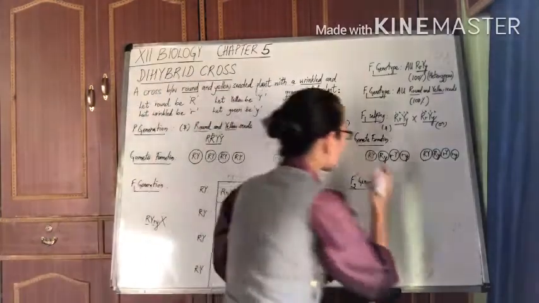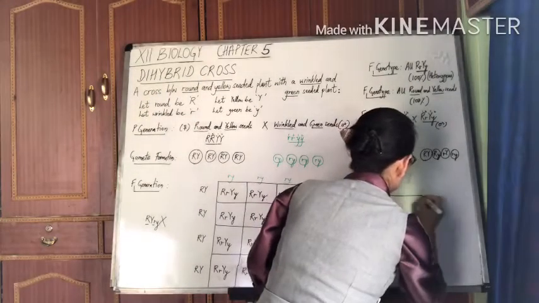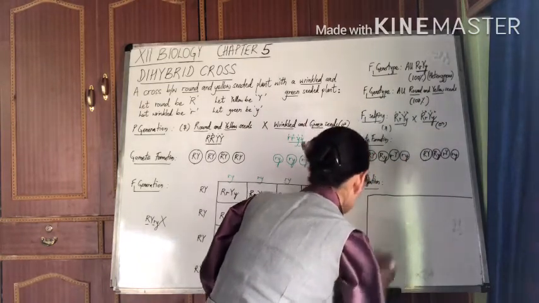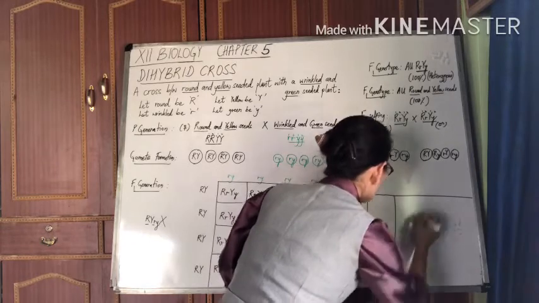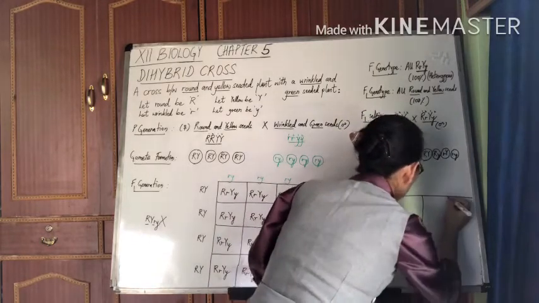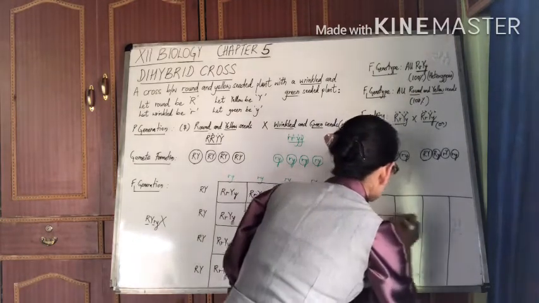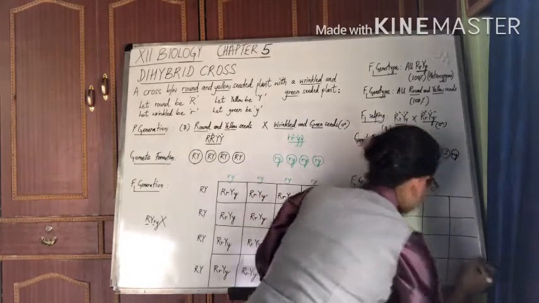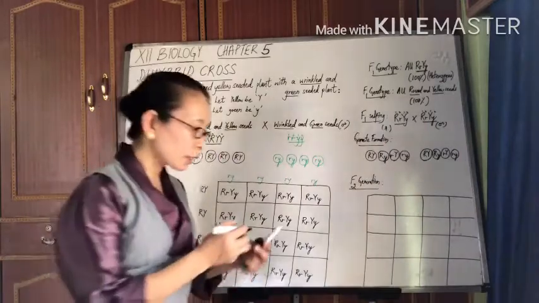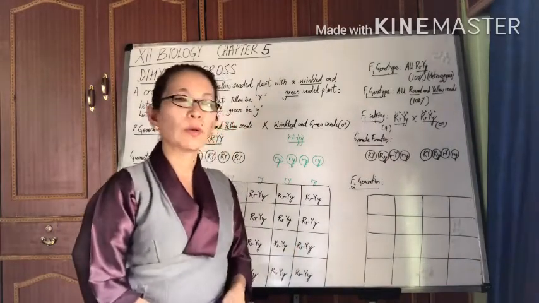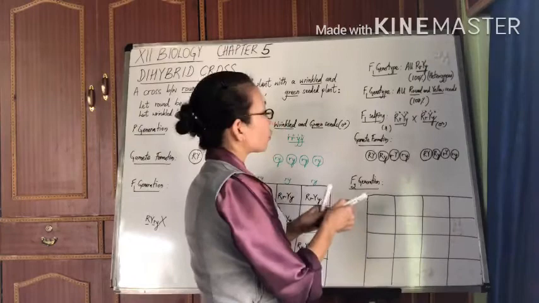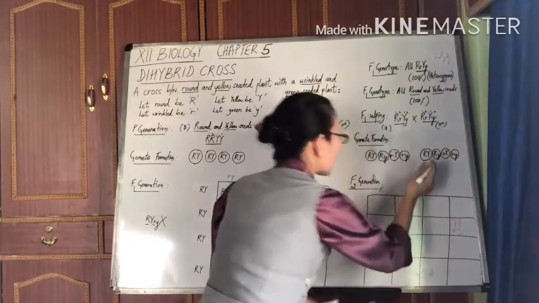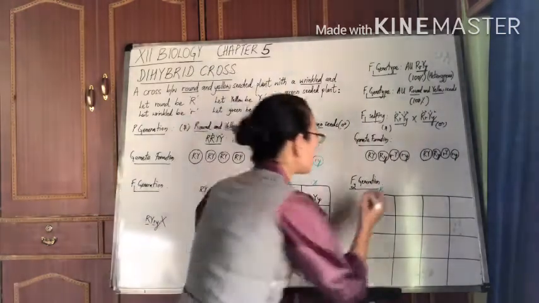Right? So let's draw the Punnett square where I need to have 4 columns and 4 rows. After that we are going to place the gametes. So the gametes are, let's say, male gametes. I'm going to draw them on the top of the grid.